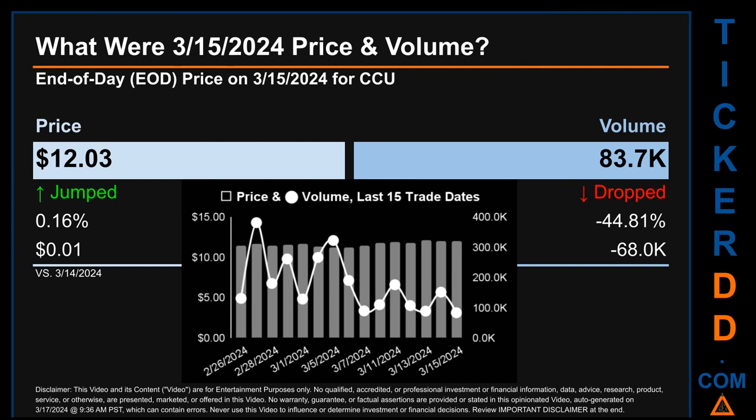The graph shows price and volume for the last 15 trade dates. Across a range of 89 cents, the max and minimum end of day price were respectively 12.12 and 11.22. Volume saw a range of 298,000, from a day low of 83.7 thousand to a day high of 381.7 thousand.